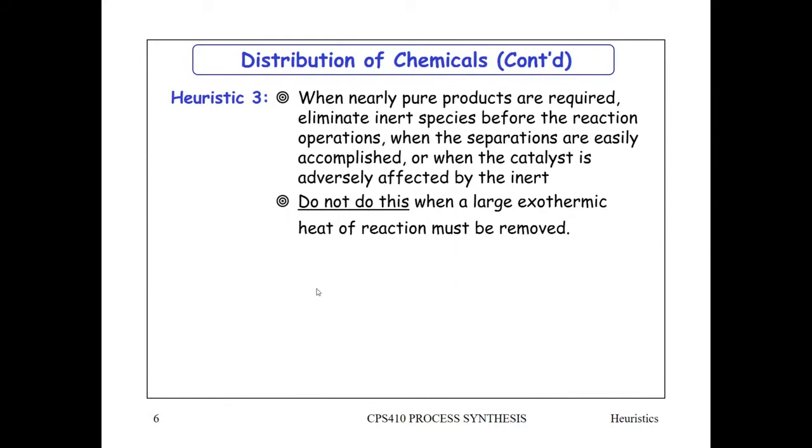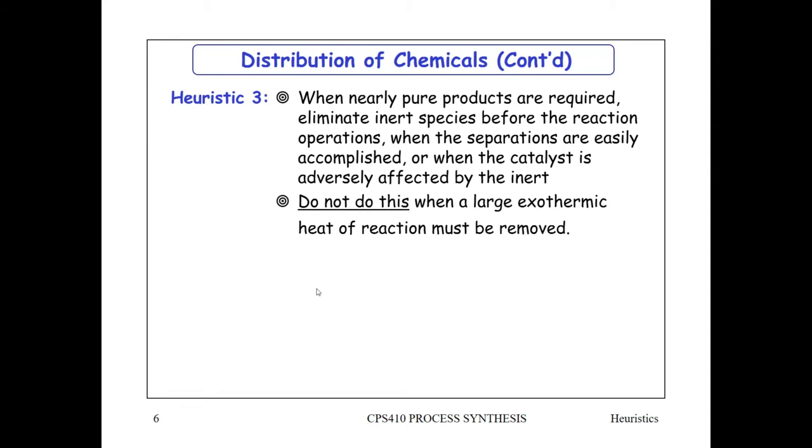Heuristic 3. When nearly pure products are required, eliminate inert species before the reaction operations, when the separations are easily accomplished, or when the catalyst is adversely affected by the inert. Do not do this when a large exothermic heat of reaction must be removed. Okay, so why do we say do not do this when a large exothermic heat of reaction must be removed?